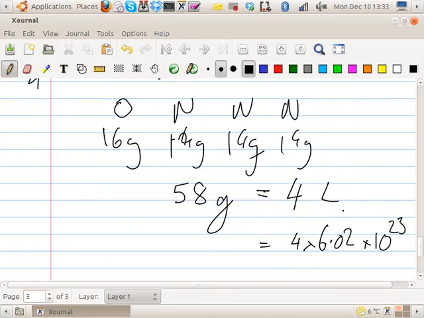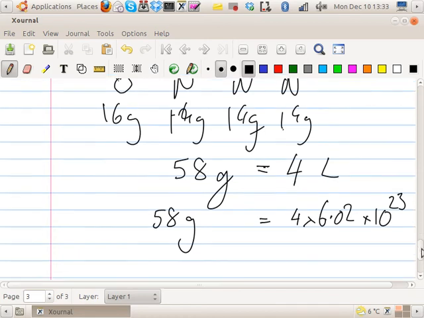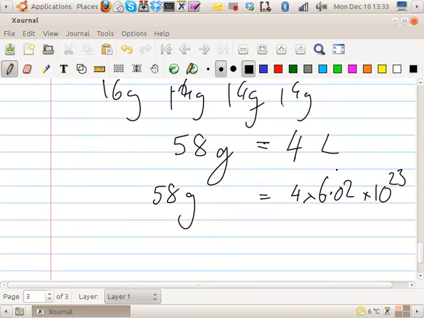So, how many of these will I have? The total you mean? Yeah, what will I multiply this by? I think you will divide the moles by this number. Well, 58 grams equals this. But this represents 4 moles, right? This is for 4 moles. So if I wanted 2,000 moles, what do I do?